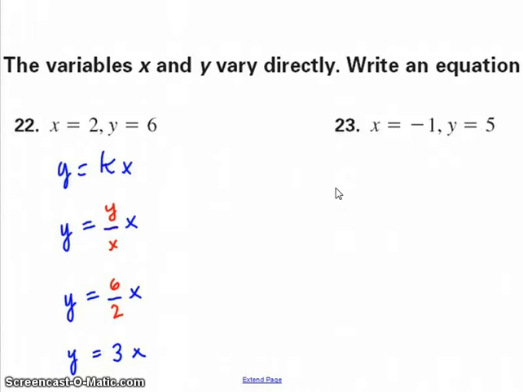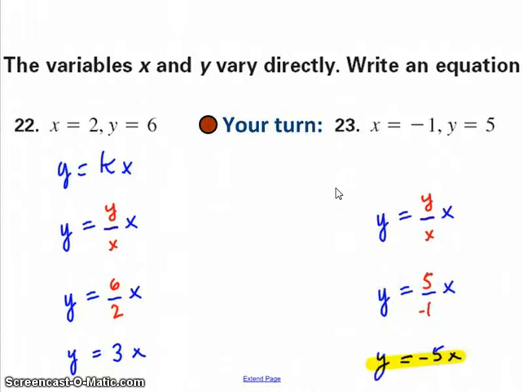Okay, I'm going to assume that you did that. And here are the steps that I worked through, and I ended up with the answer y equals negative 5x. If you didn't get that, come in, let's talk about that, and I'd be happy to help you.